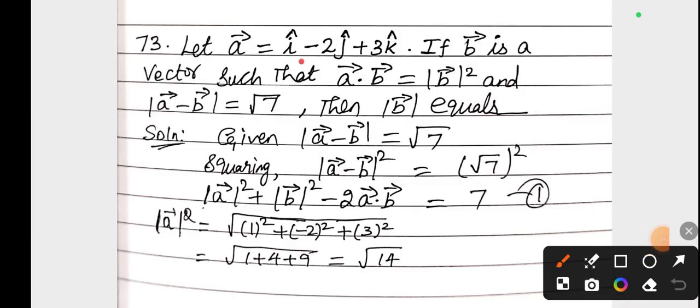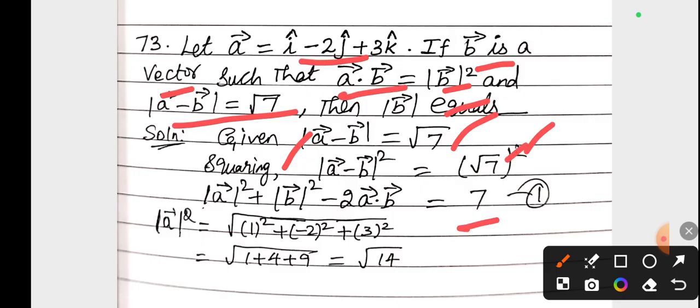A vector is i cap minus 2j cap plus 3k cap. B vector is a vector such that A vector dot B vector equals magnitude of B square, and magnitude of A minus B vector is root 7. Then magnitude of B vector equals what? So A vector minus B vector magnitude root 7, children. Kindly do squaring. After squaring on both sides, root 7 square will come, so it gets cancelled and you will get 7.